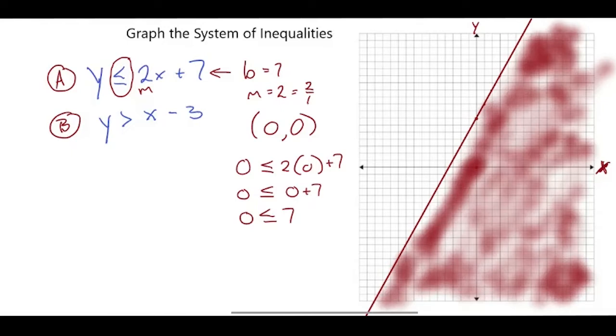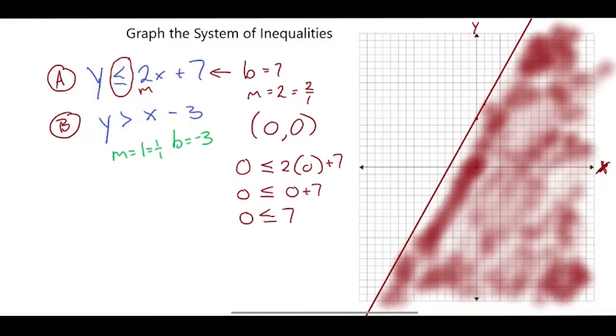Okay, so now let's graph y is greater than x minus 3. Well, right off the bat, I'm going to see that my b is negative 3. And I notice that there's no numbers in front of my x, so my slope is going to be 1. So m is 1, which is also 1 over 1.